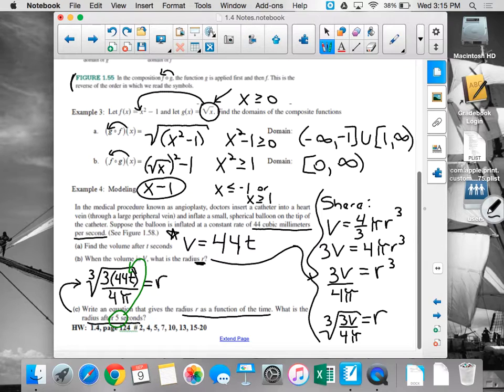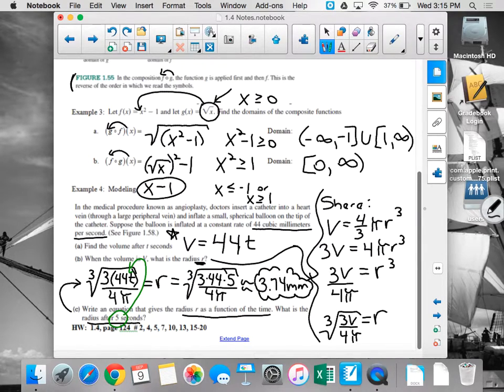So let me just do this here. I'm just saying the radius is going to be the cubed root of 3 times 44 times 5 divided by 4 pi. So we have all these numbers. So 3 times 44 times 5 divided by 4 pi. Take the cubed root of that, and your radius should be approximately 3.74 millimeters. I like this problem.